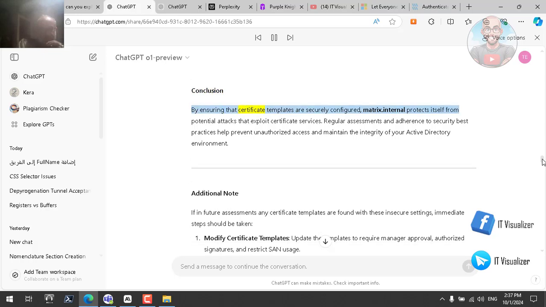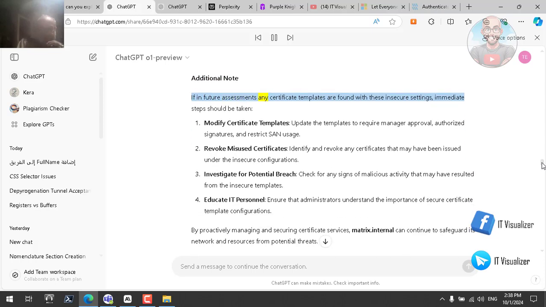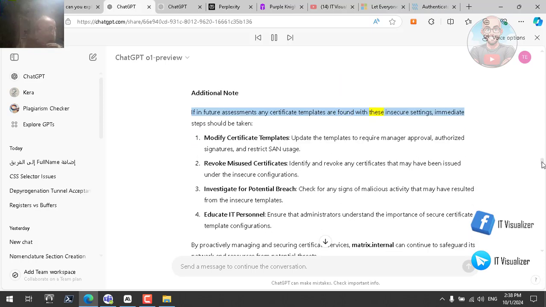By ensuring that certificate templates are securely configured, Matrix.internal protects itself from potential attacks that exploit certificate services. Regular assessments and adherence to security best practices help prevent unauthorized access and maintain the integrity of your Active Directory environment.